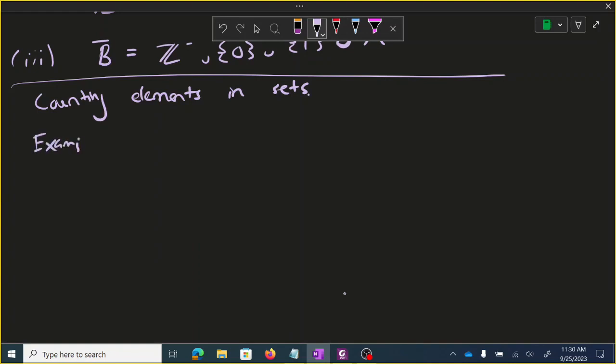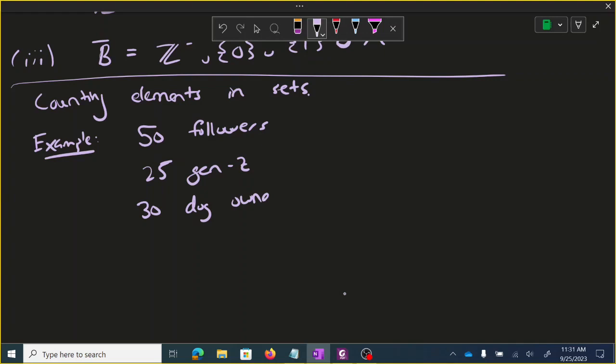So here's an example. Let's say you have 50 followers on your social media account. 25 are Gen Z followers, and 30 are dog owners. So maybe you're trying to create a channel or some sort of social media account that has Gen Z and dog owners. So you're attracting these types of followers, and you're getting this data back in your analytics. And then 10 are both Gen Z and dog owners.